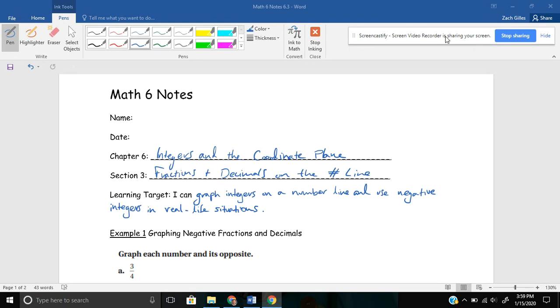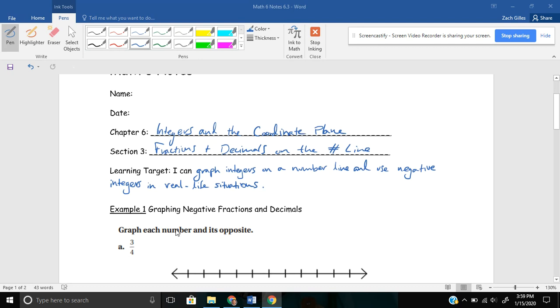In the previous lessons, we talked about how integers are those negative and positive counting numbers. Now we're going to talk about how numbers can also be negative fractions or decimals as well. Okay, so for our learning target today, we've got: I can graph integers on a number line and use negative integers in real life situations.